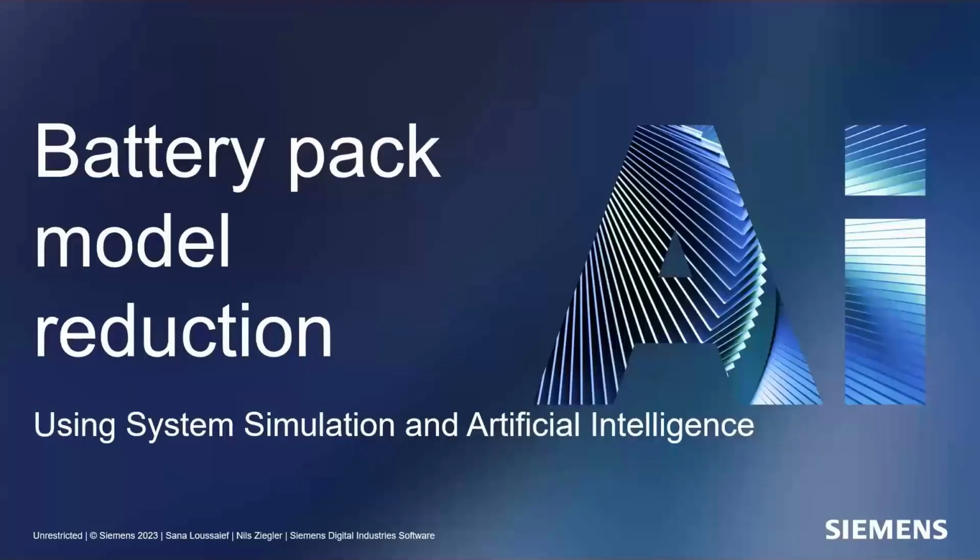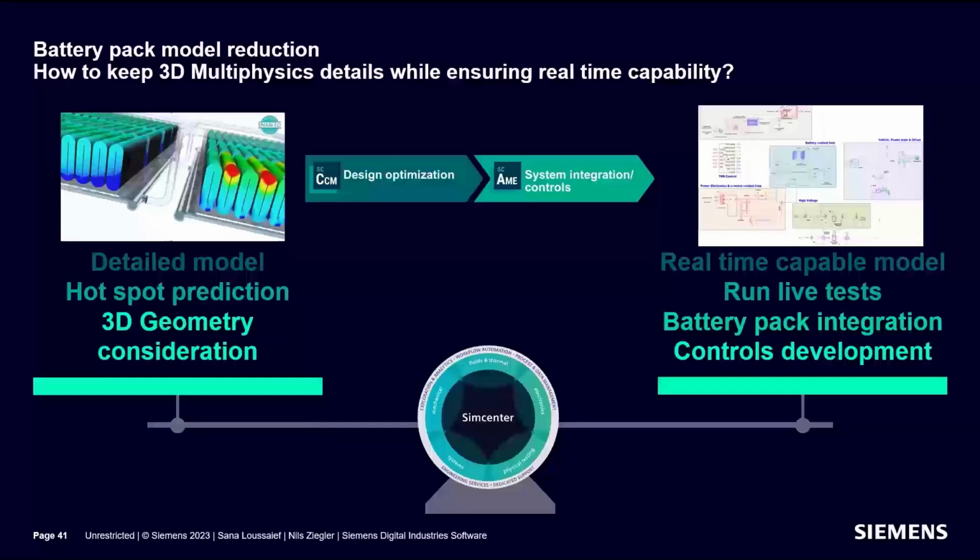Okay, once the battery pack design optimization is done, let's move to the following step of the workflow. At this stage, we need to move forward with system level and control design activities to ensure the battery performance and lifetime. In the following, I will present the battery pack model reduction workflow. We start from a 3D multiphysics model, then we leverage system simulation and artificial intelligence capabilities.